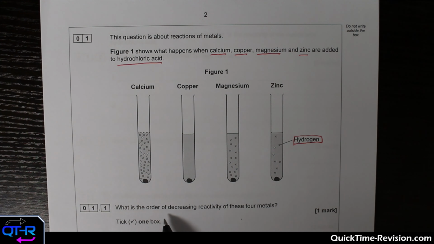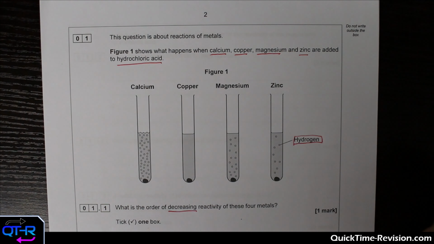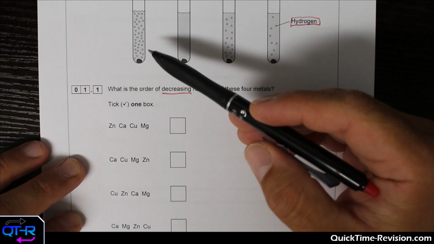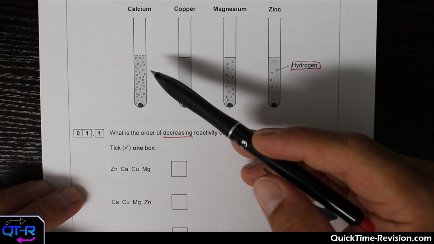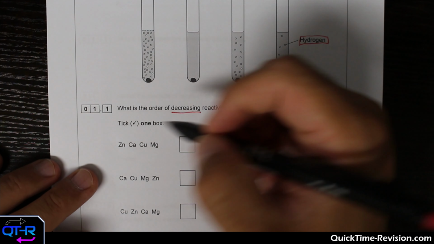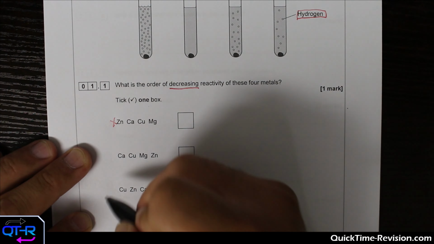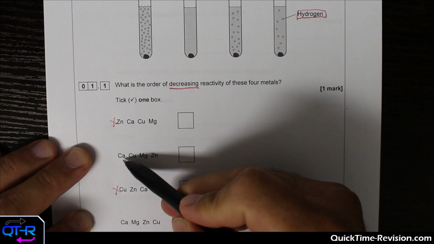Now, what is the order of decreasing reactivity of the four metals? This is something that very often gets wrong, simply because you're not reading the questions properly. They want you to do it in decreasing order, so that will be from the most reactive to the least reactive. We know that the most reactive is going to be the calcium, okay? So we need to choose something that starts with calcium. Clearly, this is not going to be our answer, neither is this one here. The only two starting with calcium are option number 2 and option number 3.